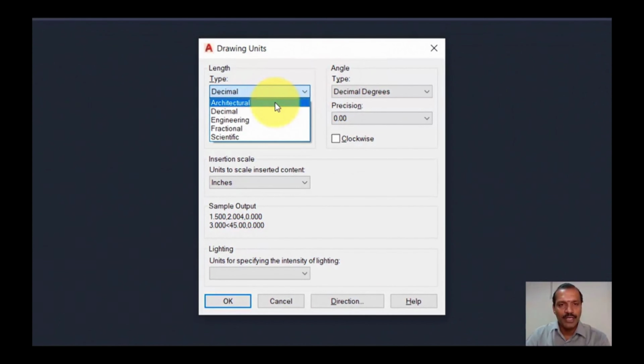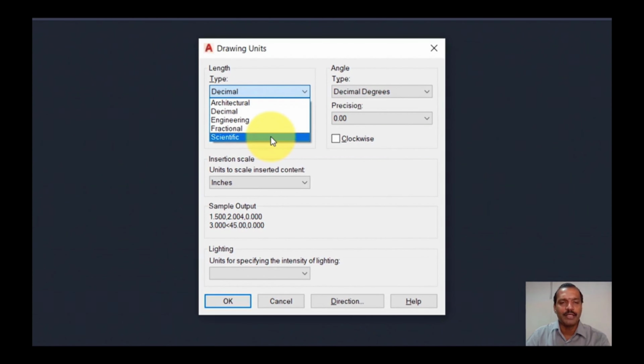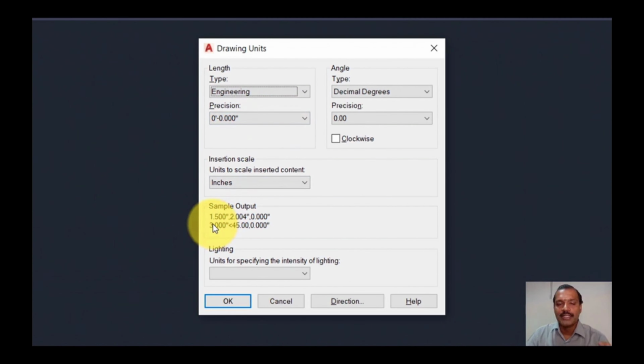What types of length measurements are available? Architectural, decimal, engineering, fractional and scientific. There are 5 types of length measurement units. Let us discuss the civil engineering units, architectural and engineering. First, engineering. See the sample output, 1.5 inches. A double quote over the number means inches. A single quote over the number means feet. So it is feet and inches in terms of 1.5.